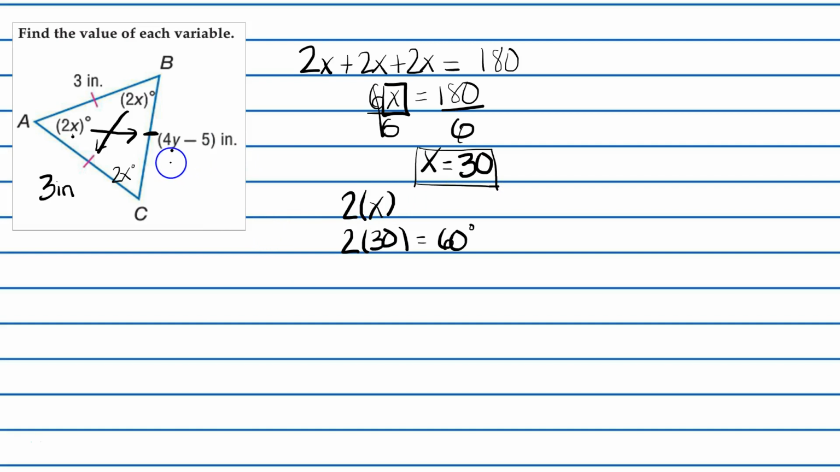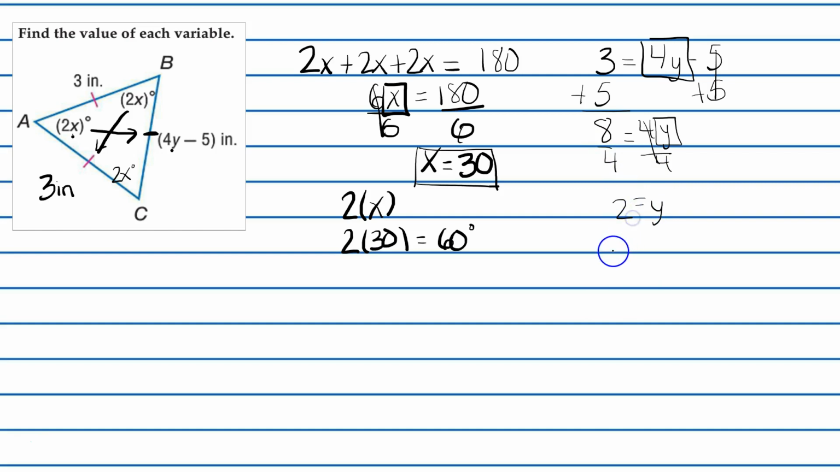Then we also want to find y. Well, we know they're all equal to each other. So we can say 3 is equal to 4y minus 5. Box your variable, add 5 to both sides, gives us 8 is equal to 4y. Box your y, divide both sides by 4, y is equal to 2.